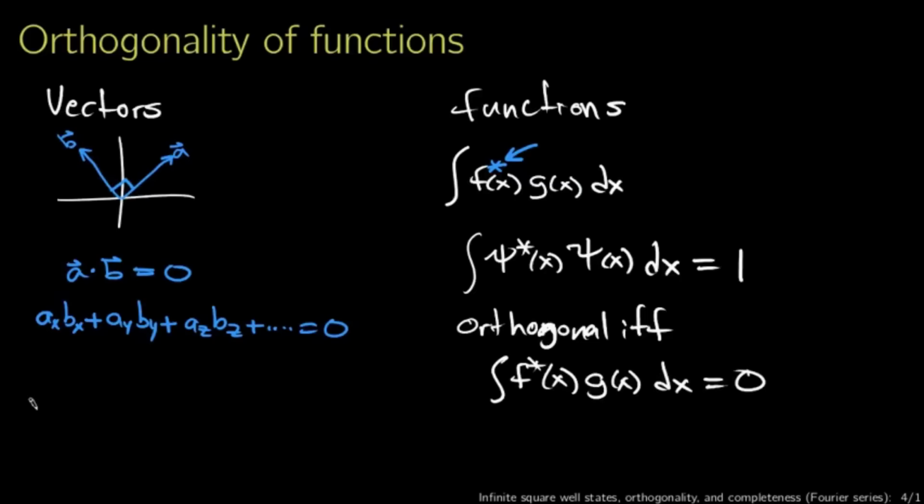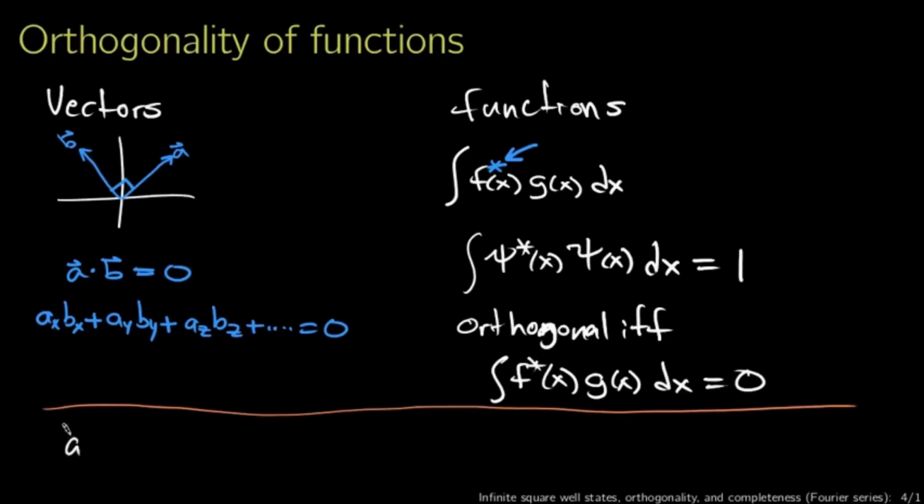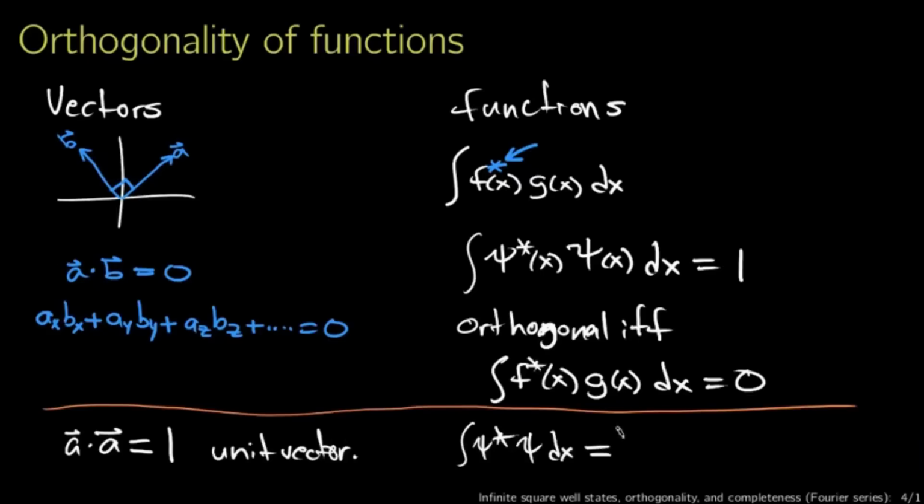As a brief side note here, we can also make a connection with the magnitude of a vector, or the norm. For instance, we say if a vector dot a vector is equal to 1, we call this a unit vector. And in the case of functions like this, if, for instance, the integral of psi star psi dx is equal to 1, then we say psi is normalized.